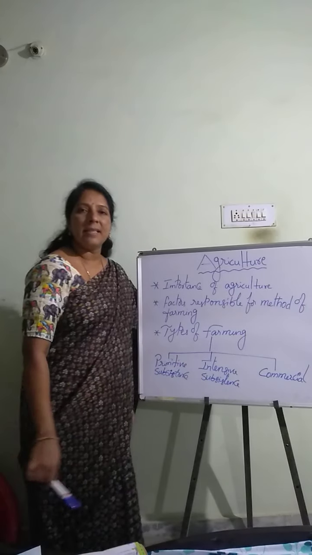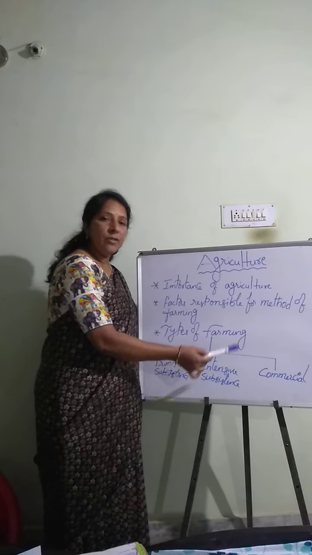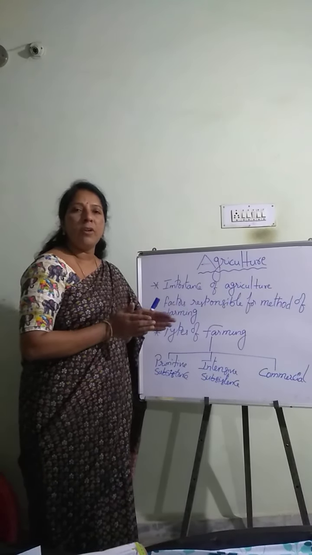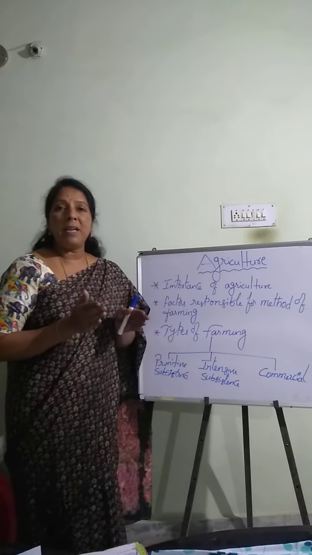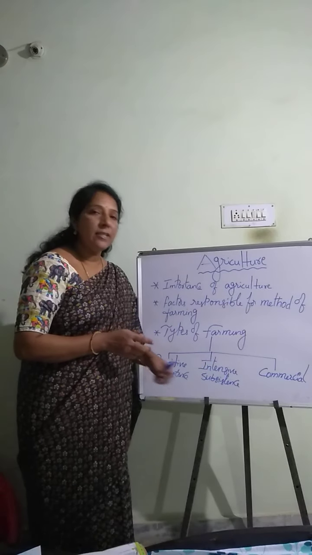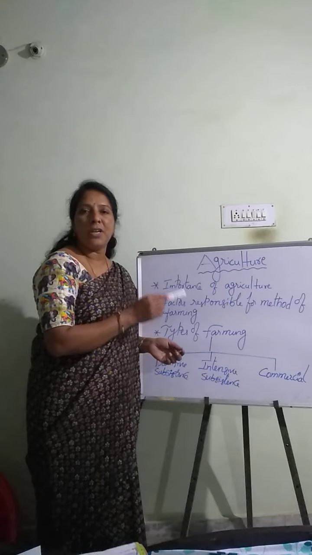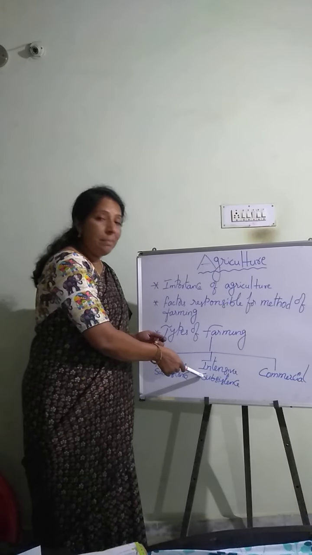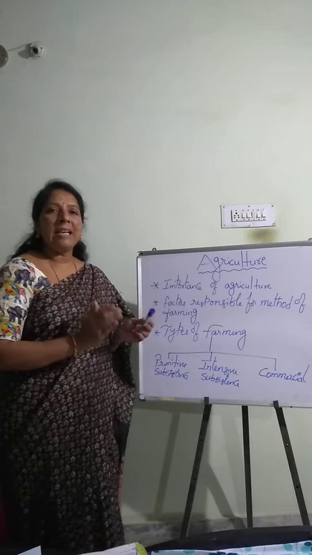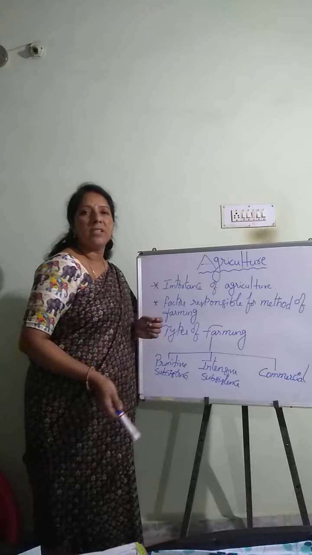The second method of agriculture practice here is intensive subsistence. In intensive subsistence, you can see that people's involvement is more. This can be practiced where population pressure on the land is more. In those areas, we can follow intensive subsistence. In intensive subsistence, the production is not sufficient for our levels, and at the same time, biological chemicals are used more, and irrigation is also used more.